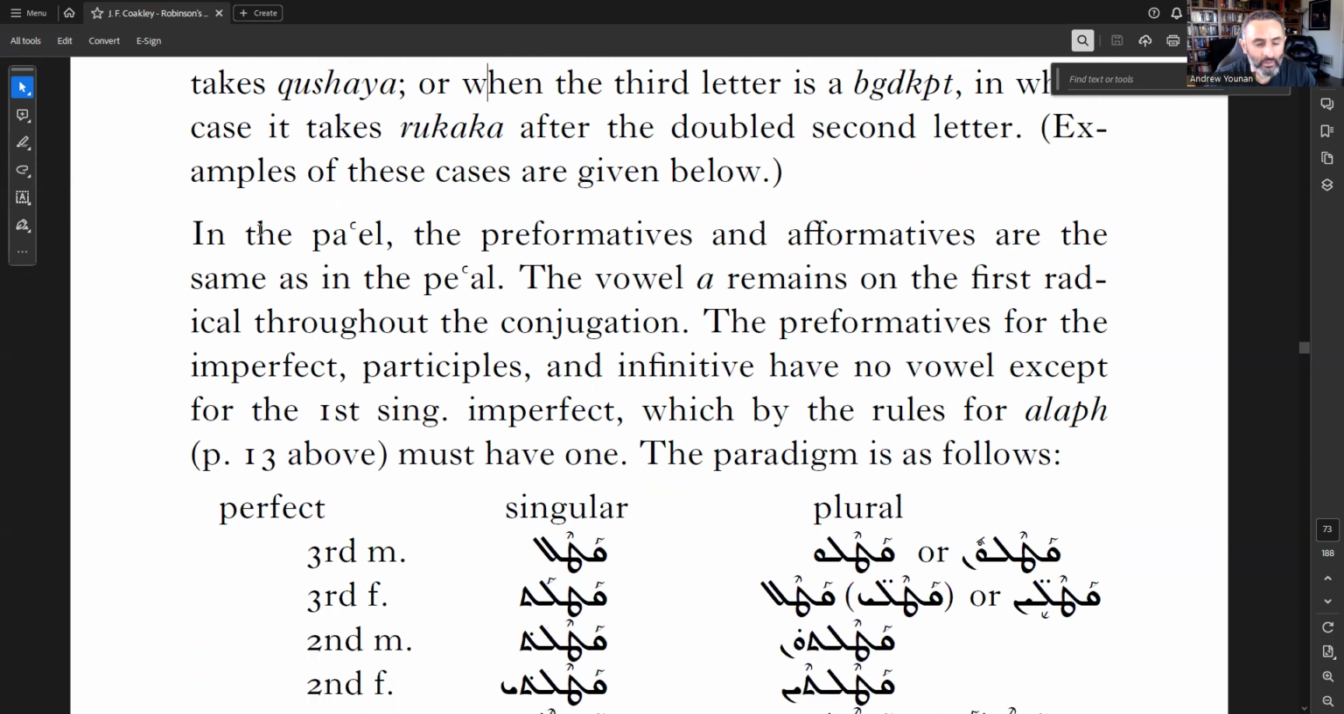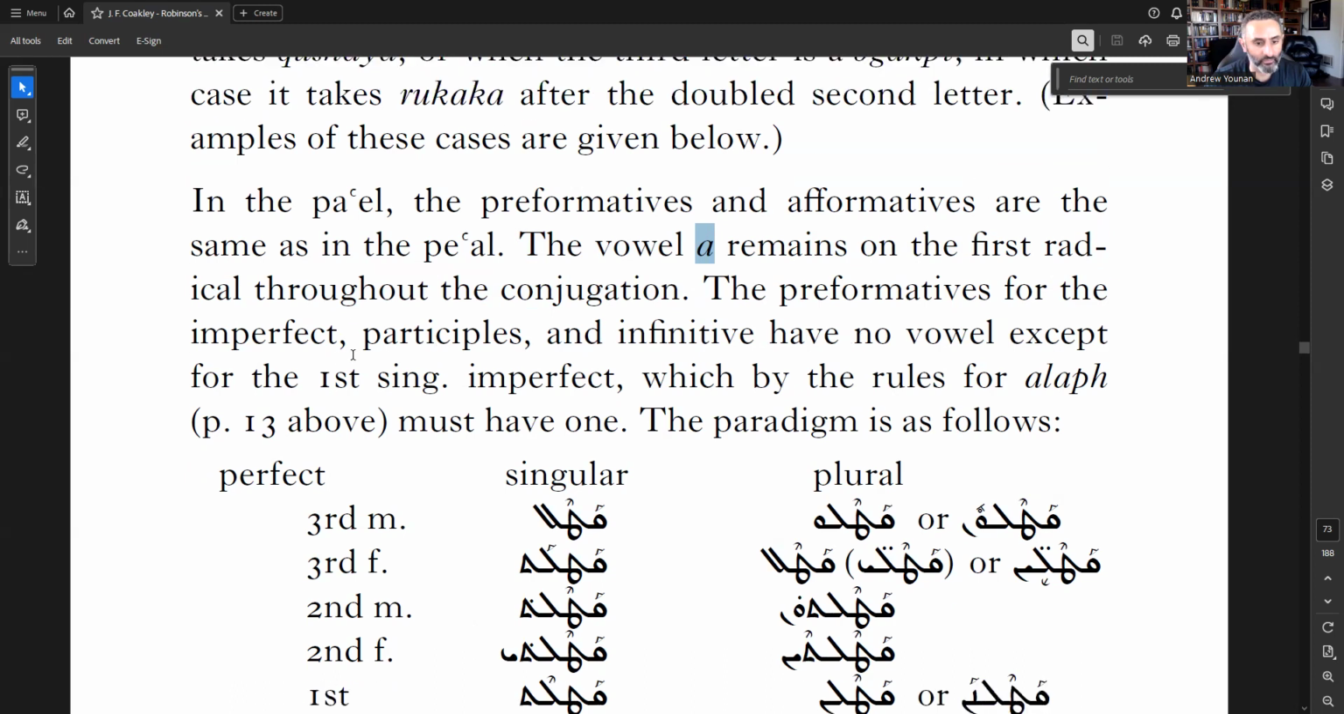Okay. In the pa'al, the preformatives and afformatives are the same as in the pa'al. This is awesome. The conjugation is exactly the same. You have almost nothing new to learn. The vowel a remains on the first radical throughout the conjugation. This is the new thing. All the rest, the endings and the beginnings, are the same. It's just this vowel that's added. The preformatives for the imperfect, participles and infinitive have no vowel, except for the first singular, for which the rules for alap must have one.